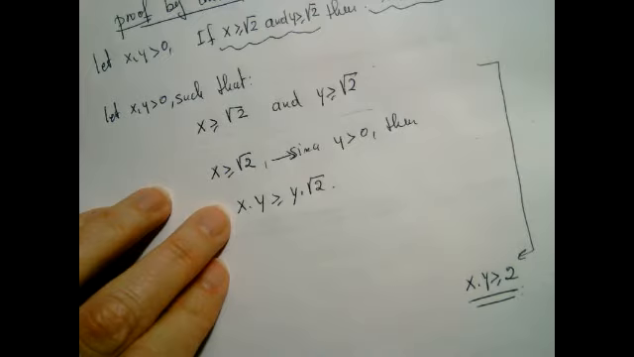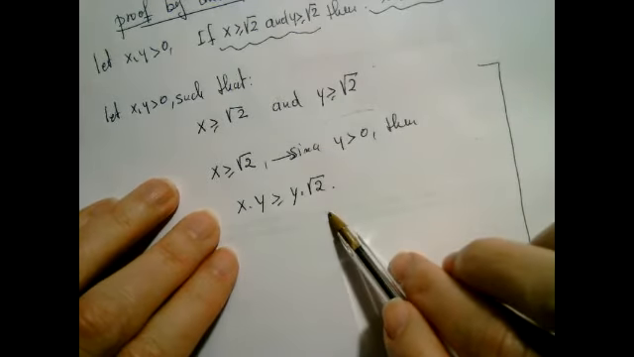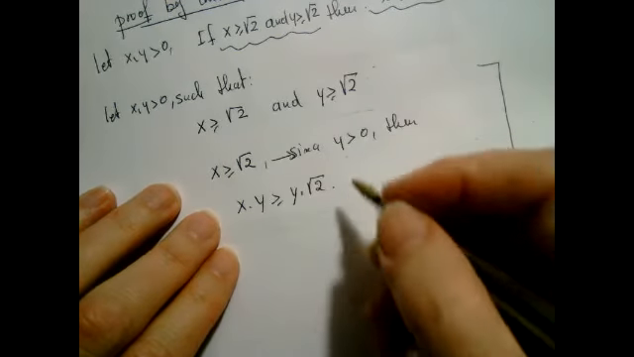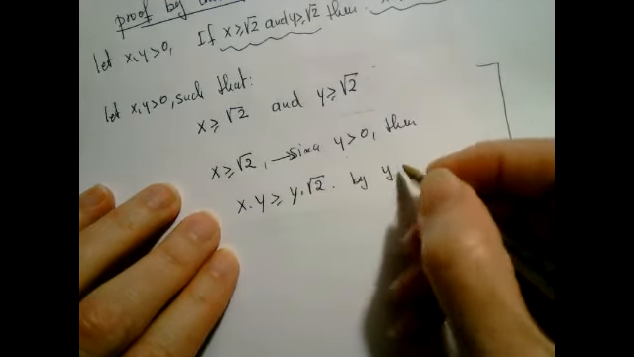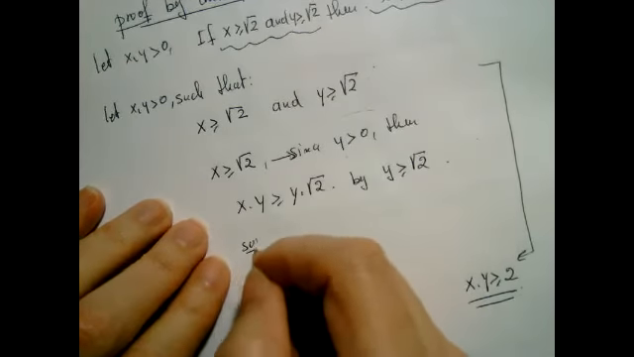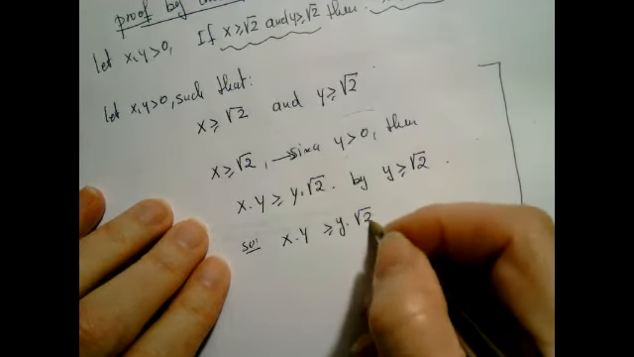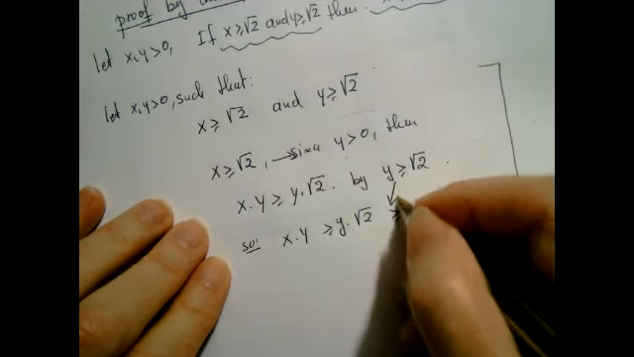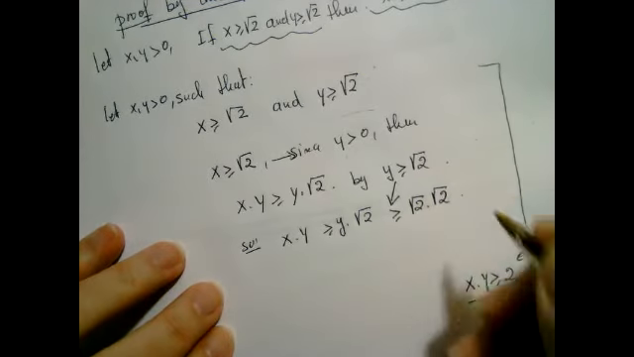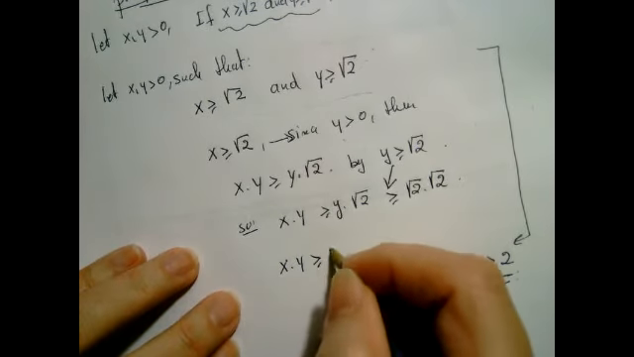Every statement we write has to be correct. Is this correct? Yes, because y is positive. Without y positive, this is absolutely nonsense. But y itself is larger than the square root of 2. So we have the following: xy is larger than y times √2. y is larger than √2, so it's going to be larger than the square root of 2 times the square root of 2. It means xy is larger than 2.